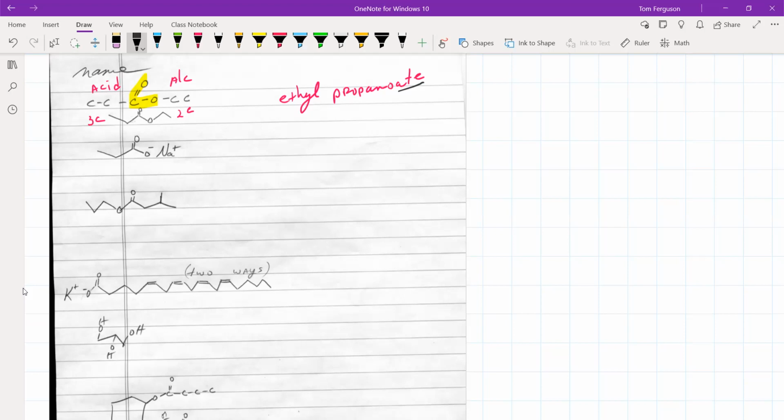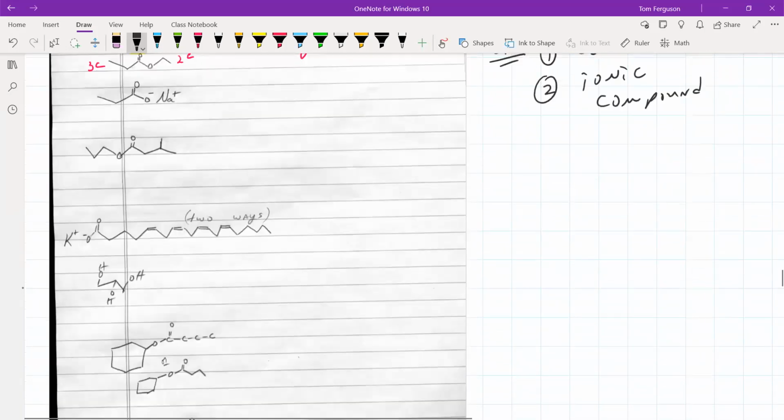It also denotes an ionic compound. Okay, and there are some, yeah, there's one right here. Oh, that's the acid.